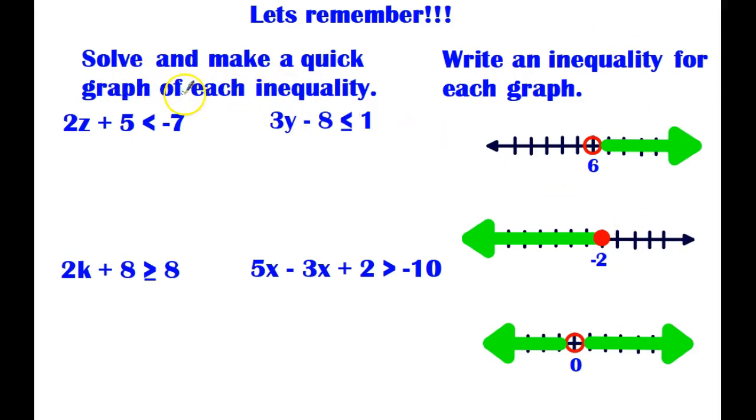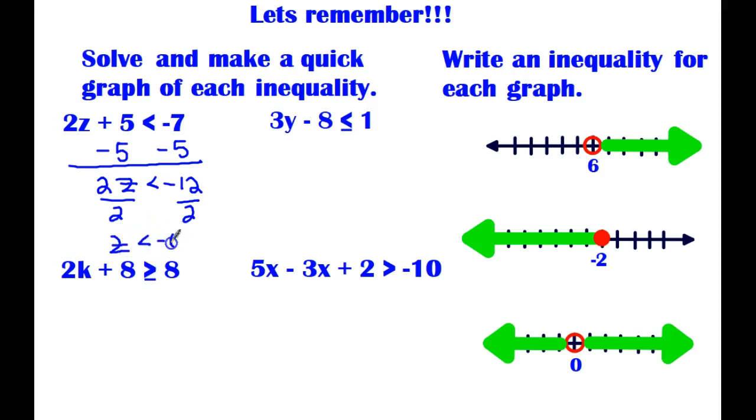Solve and make a quick graph of each inequality. We've done this before, and I'm only going to do two. You're going to do the other two. We subtract 5 from both sides, and we get 2z is less than negative 12. Then we divide by 2. This is an inequality with one variable. We get z is less than negative 6.